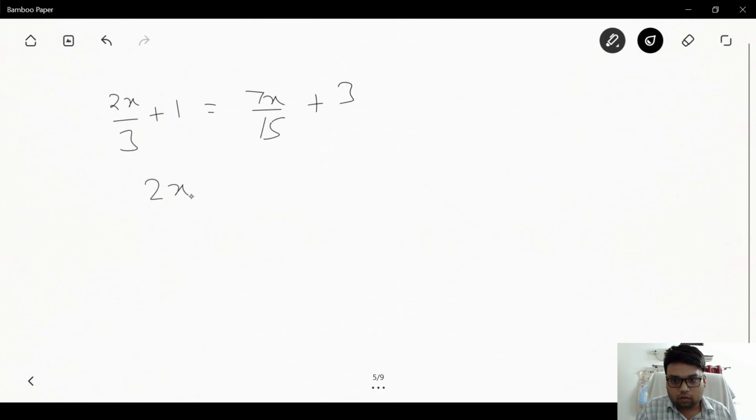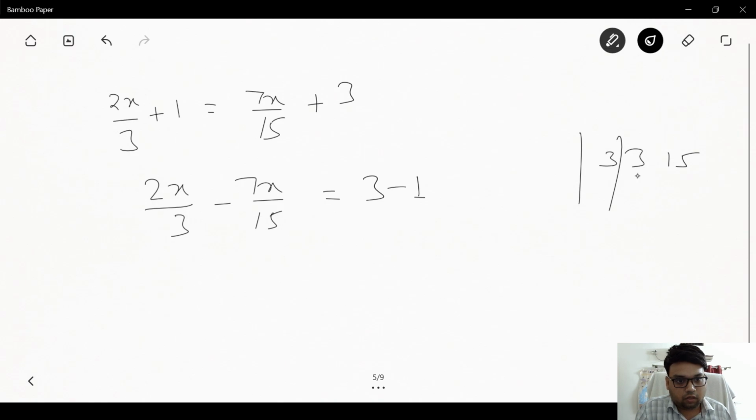Now the variable terms 2x by 3 minus 7x by 15 go on one side, and the constant will be on the other side. Now we have to take the LCM of the denominators 3 and 15. Here we take their LCM: 3 1 5 1 1, so the LCM will be 15.